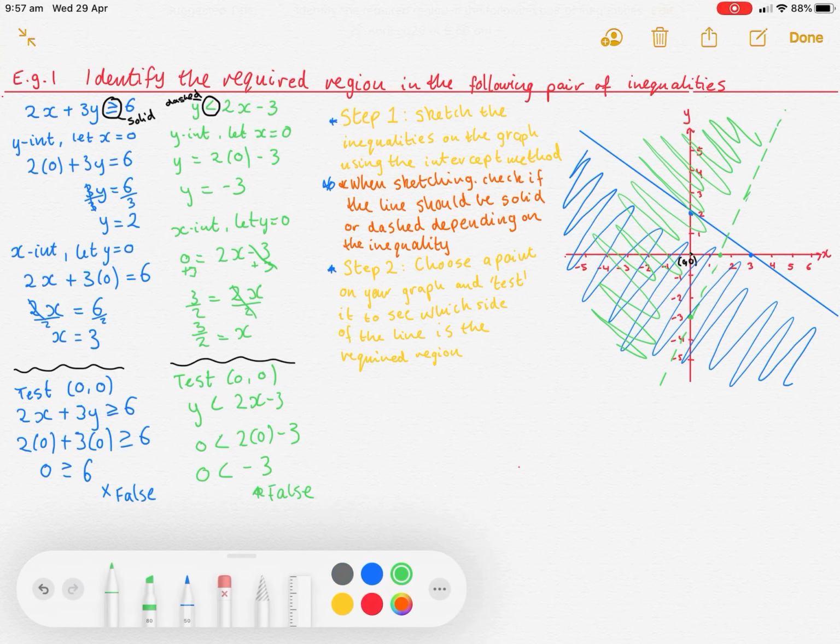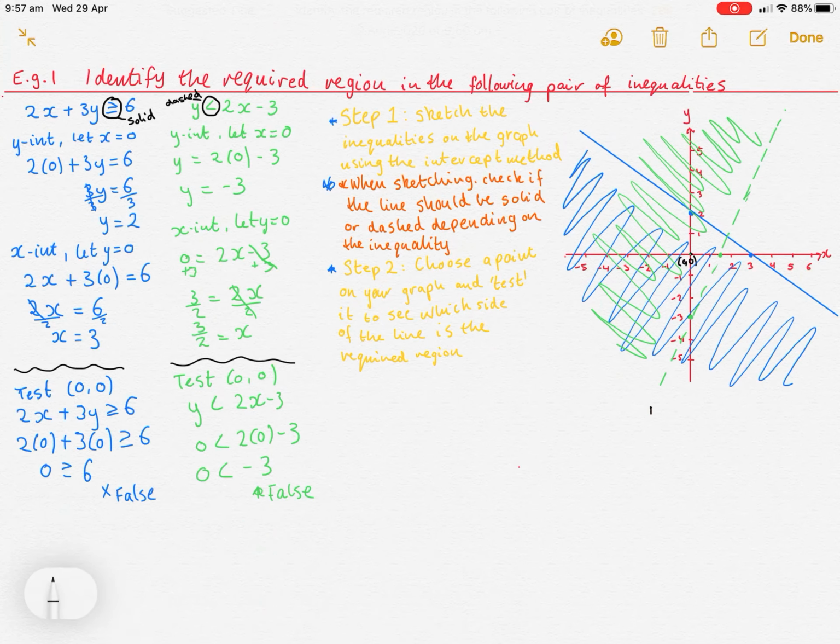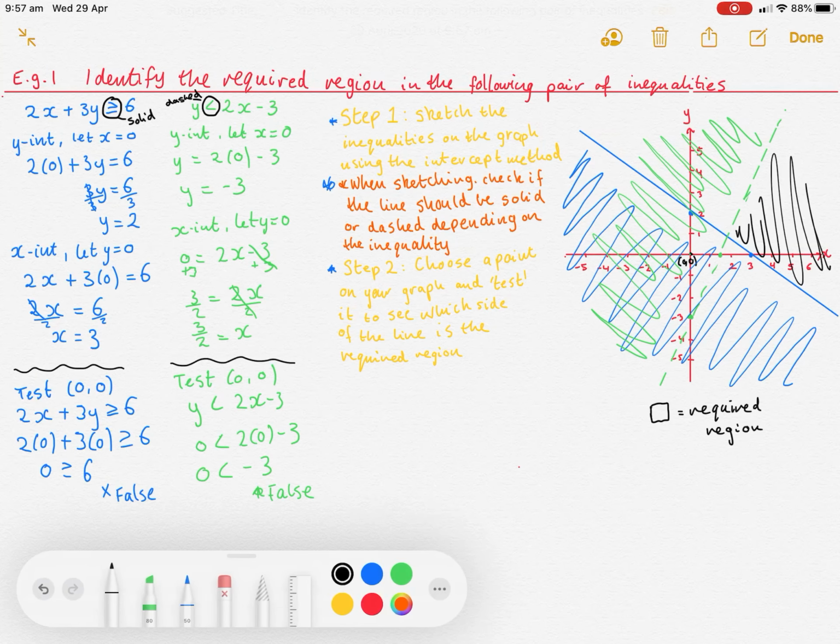It's also very important that we put a little key. The unshaded bit, where there are no squiggles or anything, is our required region. So the only unshaded bit is this bit here. That's our required region. You don't obviously shade that, but just to show you for these 2, that's our required region. And that's your answer.